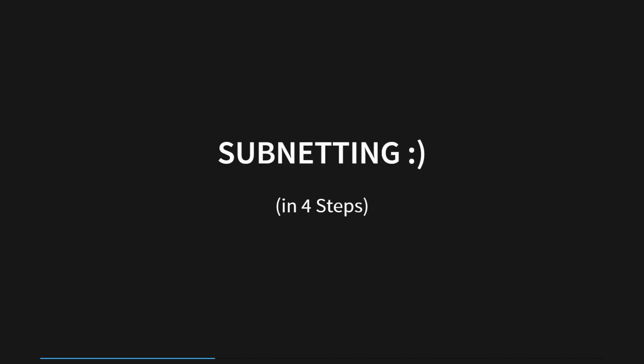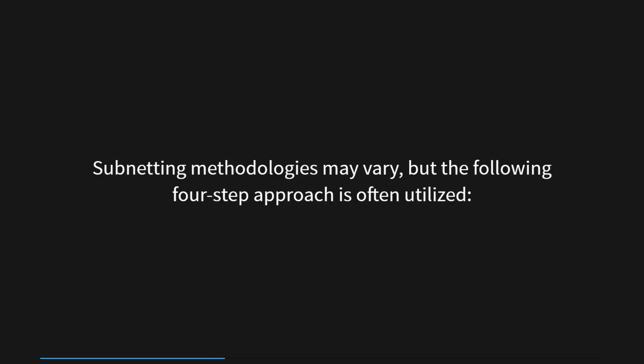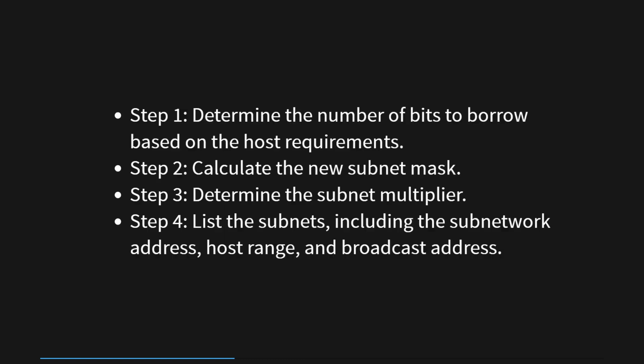Subnetting methodologies may vary, but the following 4-step approach is often utilized. Step 1. Determine the number of bits to borrow based on the host requirements. Step 2. Calculate the new subnet mask. Step 3. Determine the subnet multiplier. Step 4. List the subnets, including the subnetwork address, host range, and broadcast address.